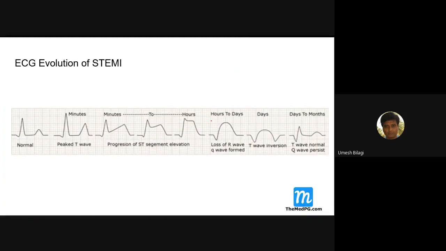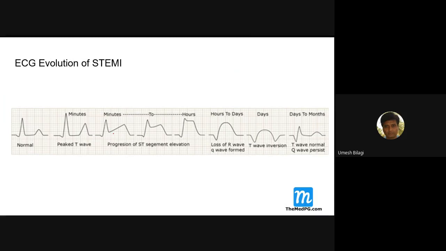Once the infarct occurs, the ECG changes over time. It isn't fixed. So initially this is a normal wave. The first thing that happens when a STEMI occurs is that the T wave's height increases. The T wave becomes more tall and peaked. After that, the ST elevation happens. You can see ST is picking up. Here, the ST segment is isoelectric, whereas the T wave is increased.